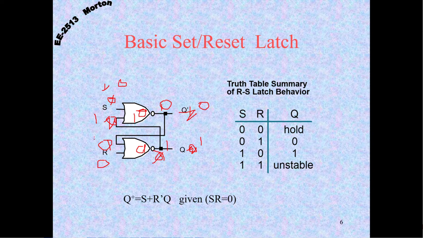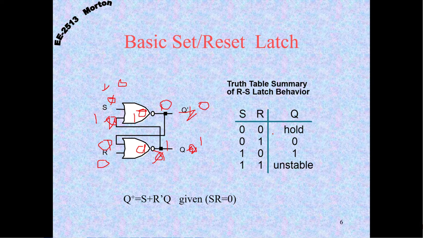Now, what if we raise R to a 1? If we raise R to a 1, we'll put it back in its original state, where Q prime is a 1 and Q is a 0. So there are two stable states: Q is 1 or Q is 0.